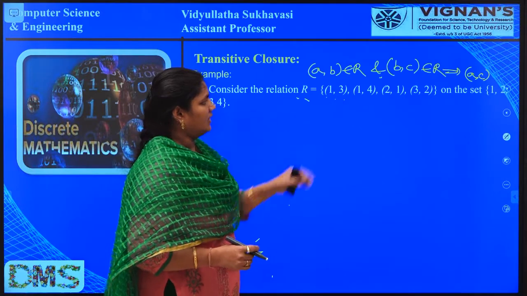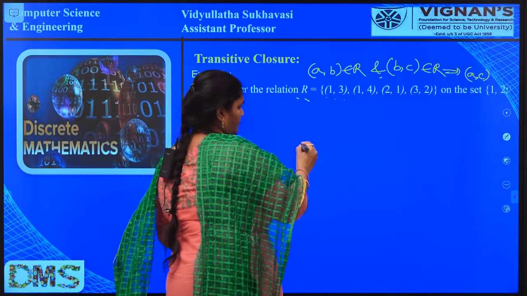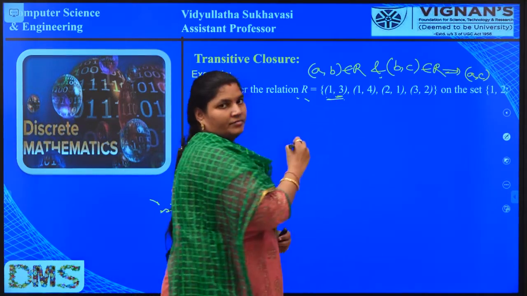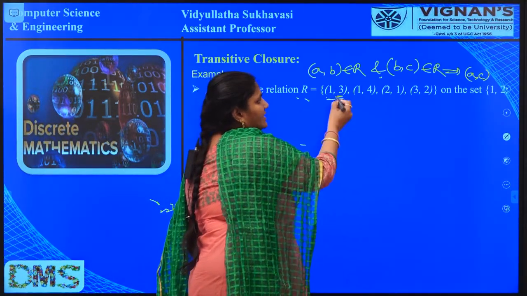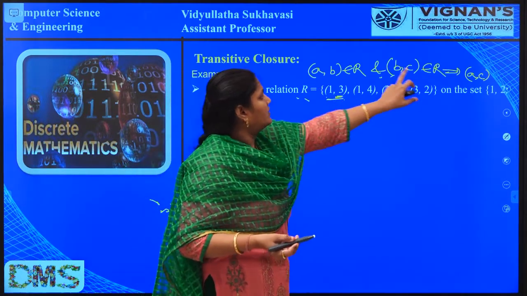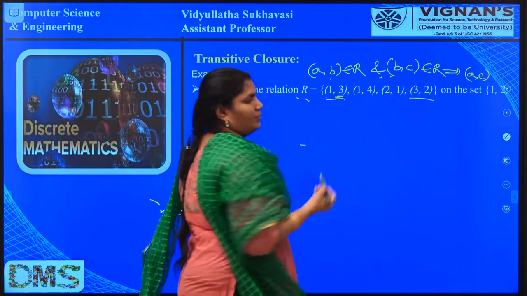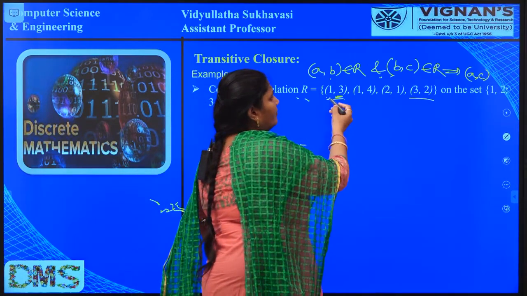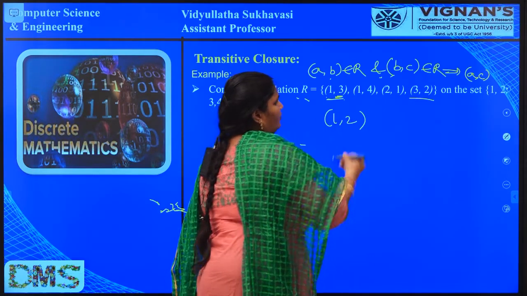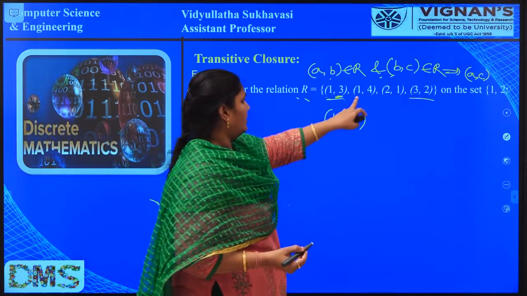So here 1 comma 3 is there. The second element is 3. We need to check the ordered pair which starts with the second element, that is 3. So here A comma B, B comma C, the second element combination we are going to check. So this is the ordered pair 3 comma 2. Okay. So what is the resultant ordered pair from this? 1 comma 2. So check whether 1 comma 2 is there. No. So we need to add this ordered pair.